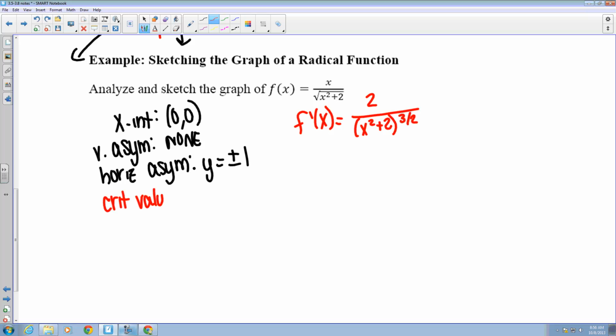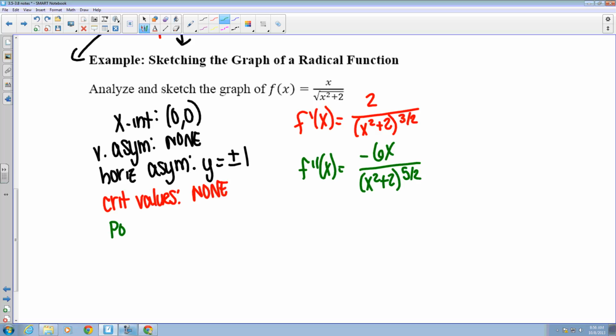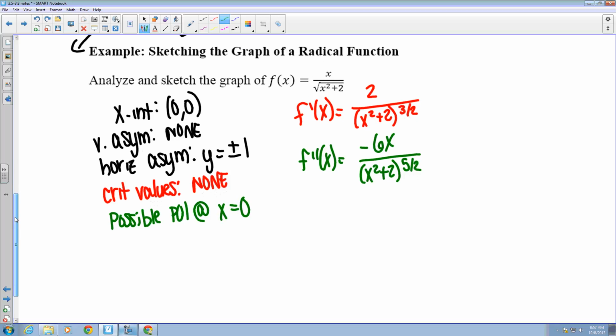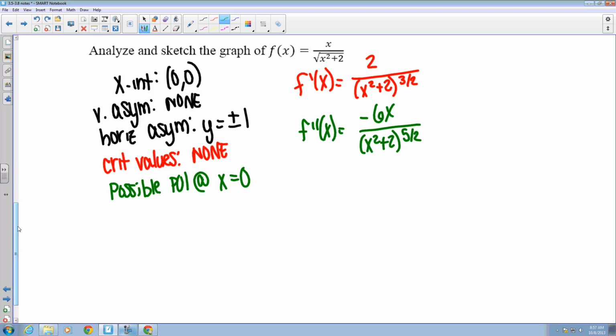So critical values, none, based on our first derivative. And the second derivative is negative 6x over x squared plus 2 to the 5 halves. And we have a possible point of inflection at 0. Okay, so we're going to make a table based on that. So the only point we really need to test is 0. So this is kind of an easy chart.